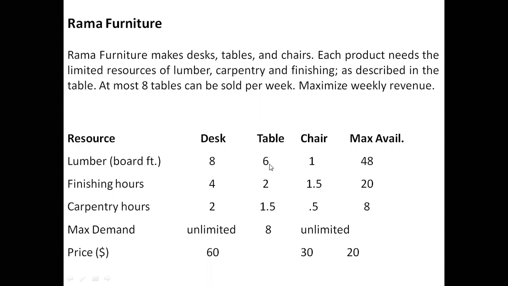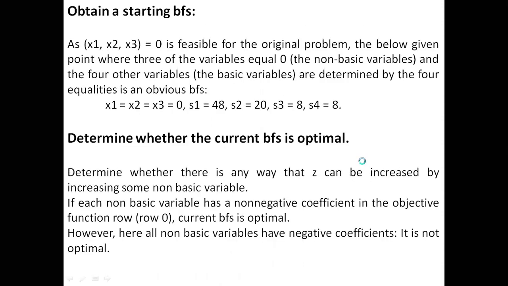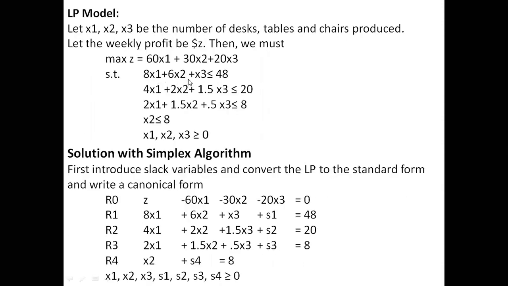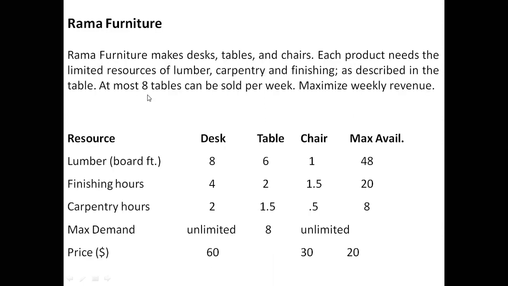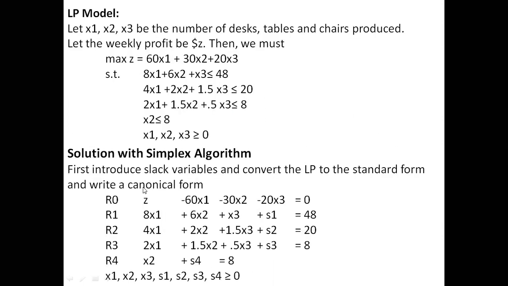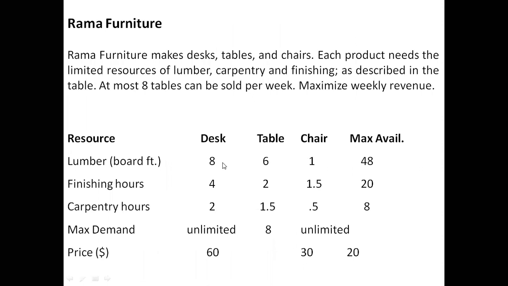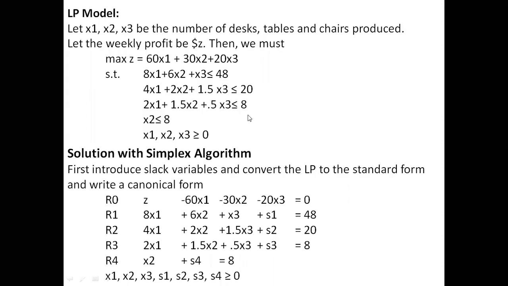8 desks, 6 tables, 1 chair, maximum available time, it is a constraint. So hence 8x1 + 6x2 + x3 <= 48. Simultaneously, in the case of working hours, finishing hours: 4x1 + 2x2 + 1.5x3 <= 20. Simultaneously, the demand-oriented carpentry hours: 2x1 + 1.5x2 + 0.5x3 <= 8. So that is the condition here.